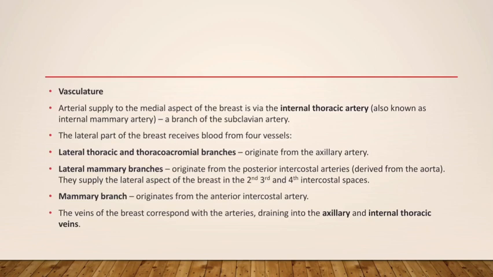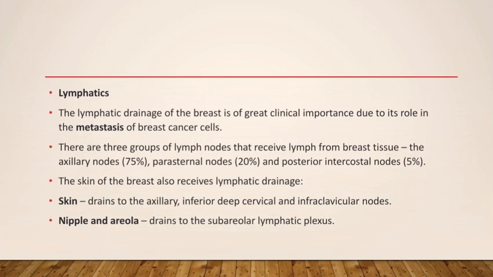Mammary branches originate from the anterior intercostal artery. The veins of the breast correspond with the arteries, draining into the axillary and the internal thoracic veins.